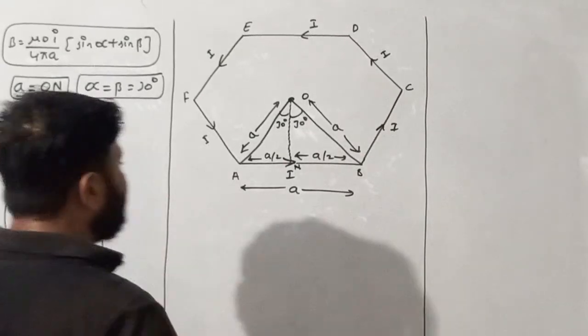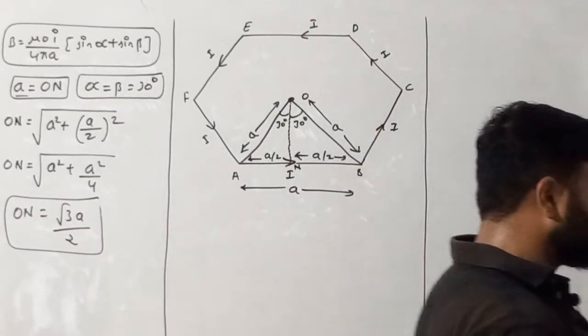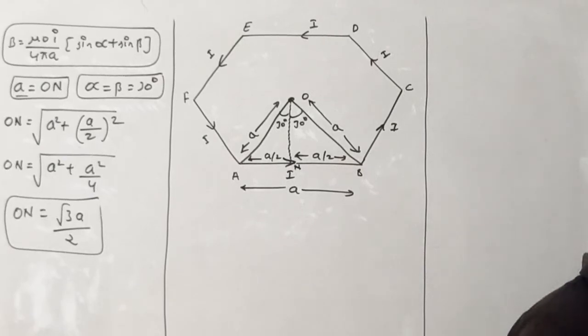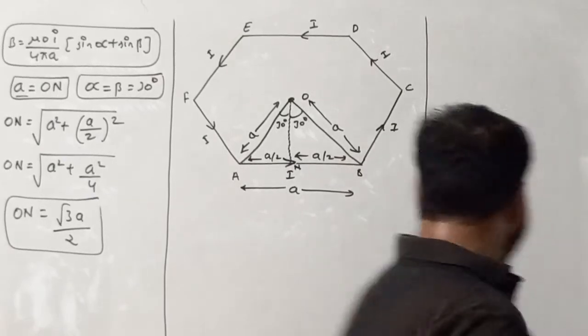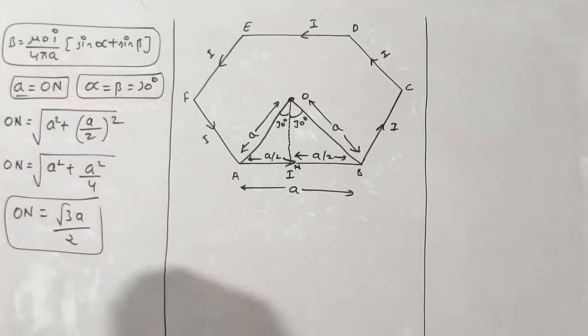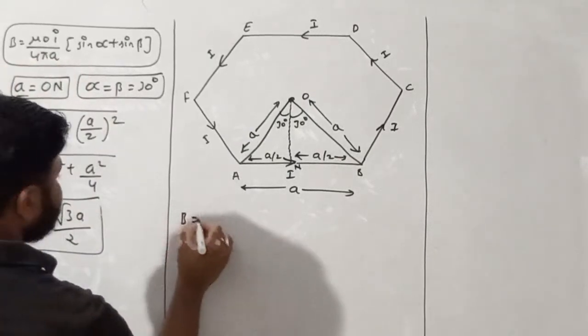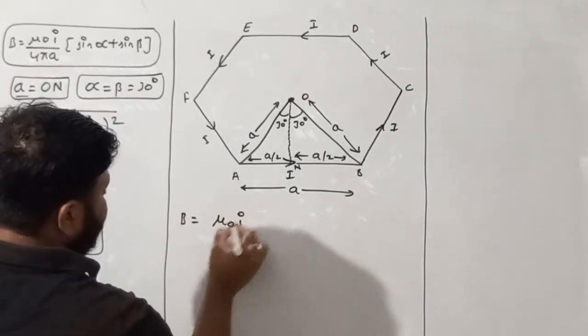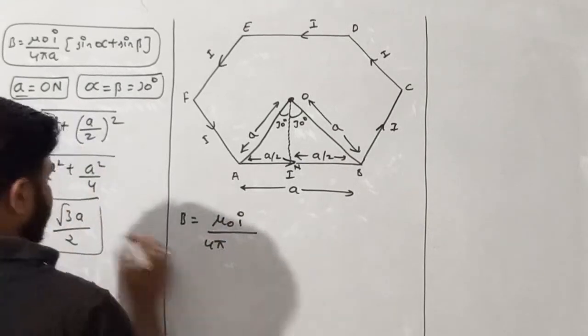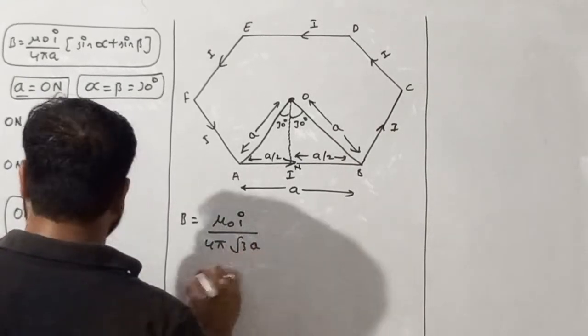This is the value of perpendicular distance, that is root 3a by 2. Now let's apply this value on the formula. It is B equals mu naught I by 4 pi a, where a is under root 3a by 2.